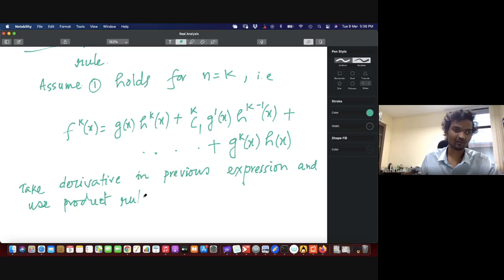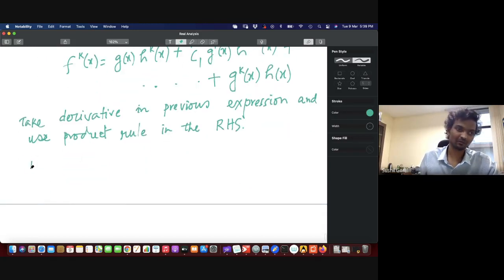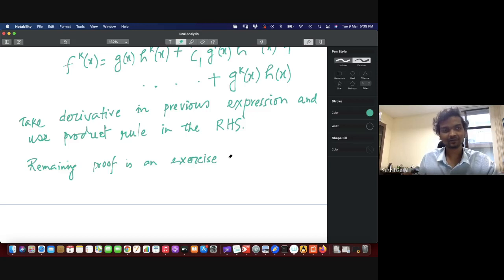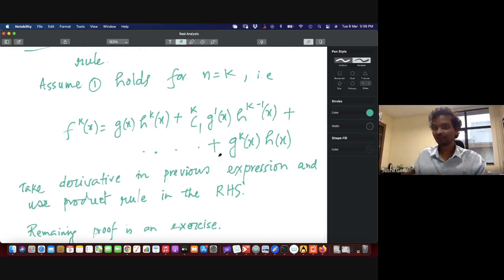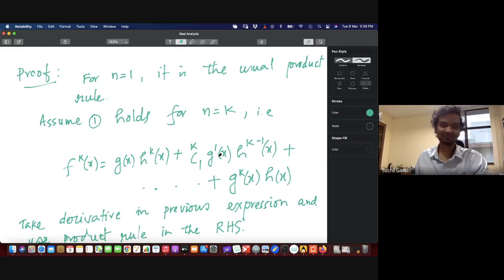Rule in the right hand side, right? So the remaining proof is an exercise. So do compute this one. It's very easy. All right, but this is important because of the next thing.